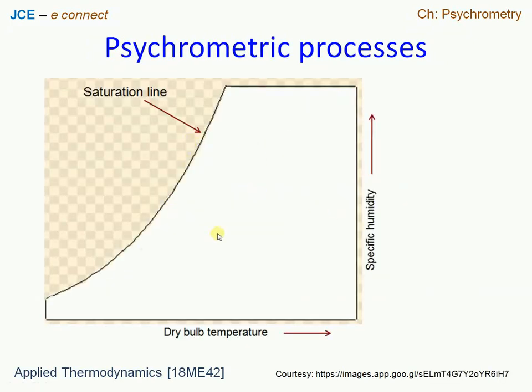So friends, with this we will now proceed with different processes one can trace or fix on the psychrometric chart. So we have a psychrometric chart here, skeleton base, and on the x-axis we have the dry bulb temperature increasing from the left end to the right end, and on the y-axis we have the specific humidity in kg per kg of dry air moving upward in increasing order.